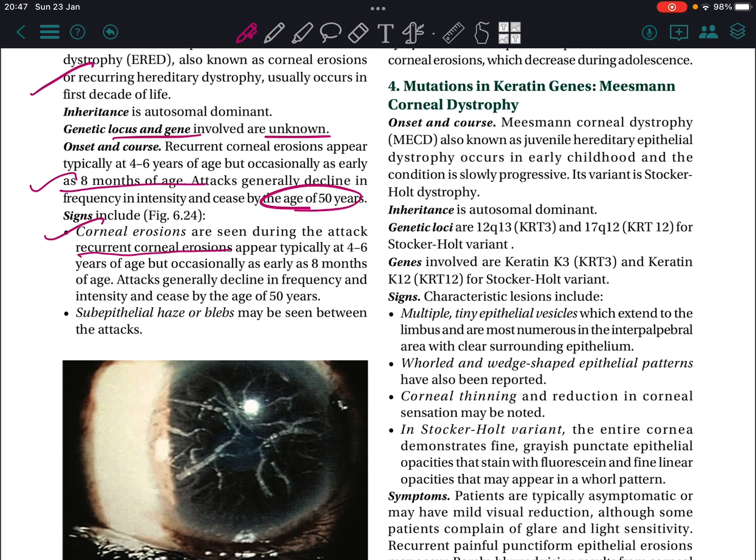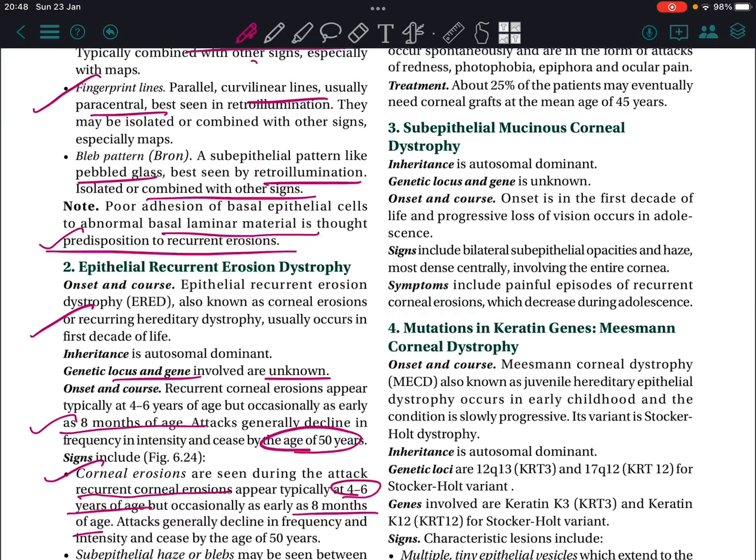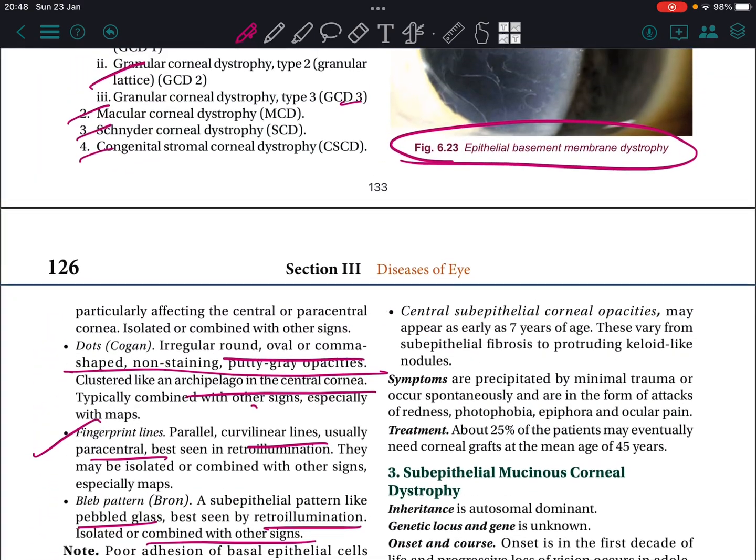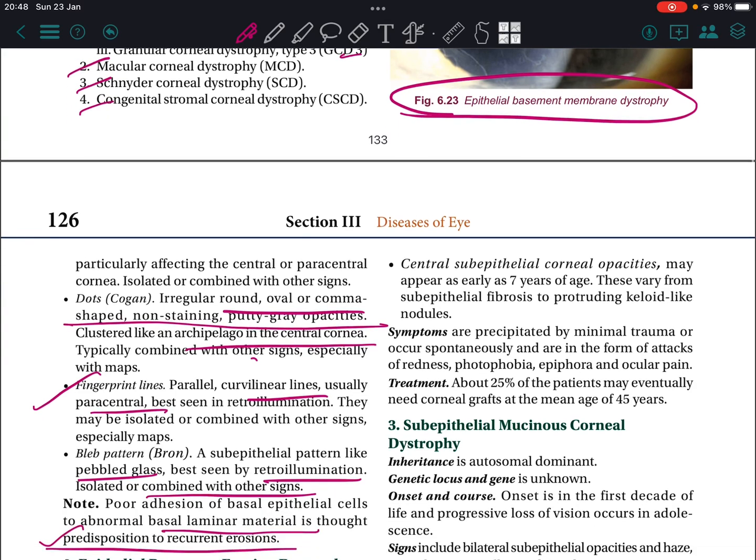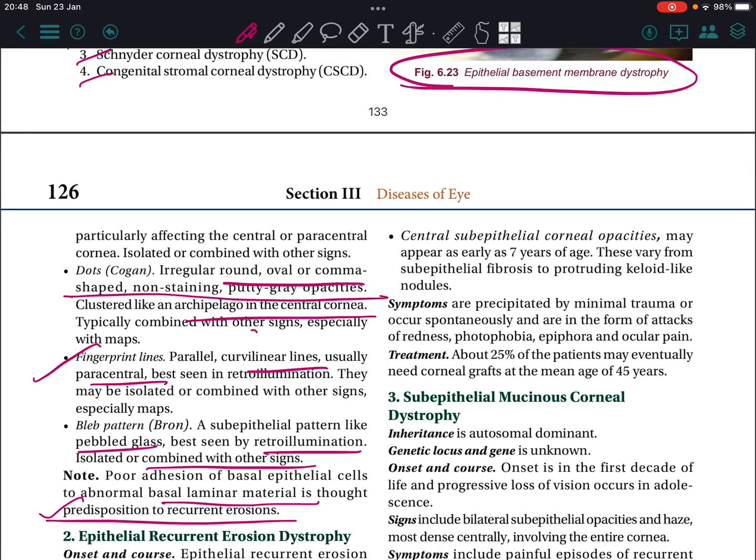Recurrent corneal erosions appear typically at 4 to 6 years of age, but occasionally as early as 8 months of age. Attacks generally decline in frequency and intensity and cease by age 50 years. Subepithelial haze or blips may be seen between attacks. Subepithelial corneal opacity may appear as early as 7 years of age.